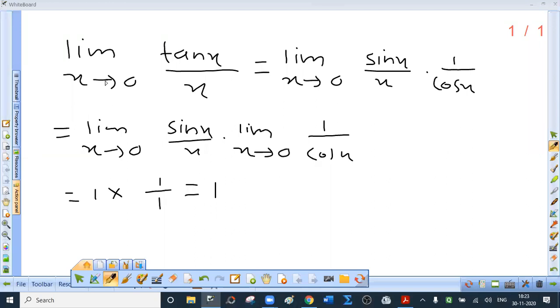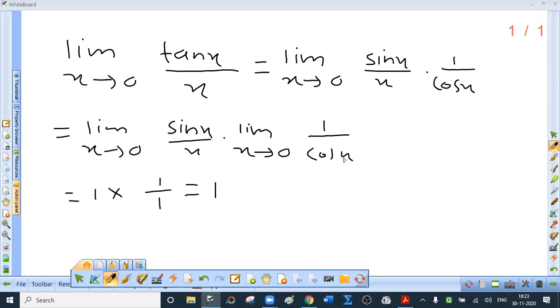Let us find limit x tends to 0 of tan x upon x. Now what is tan x? Sin x upon cos x. So I write this as sin x upon x into 1 upon cos x. What is the limit of a product? Product of limits. Now this is a standard limit.